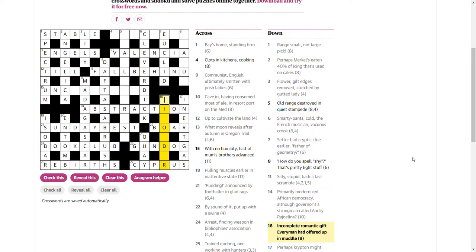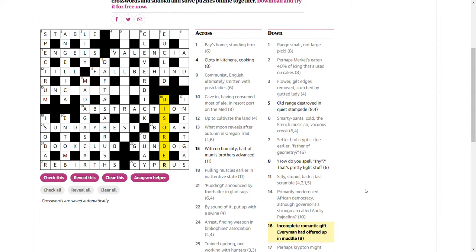Incomplete romantic gift every man had offered up in muddle. Every man could be I or me. Every man had, then could be id, I'd. Disorder is a muddle. Yeah, that sounds very convincing. Let's try and pass that one then.